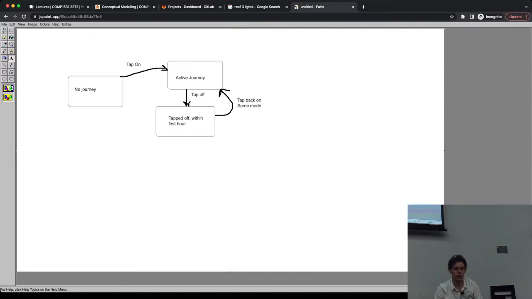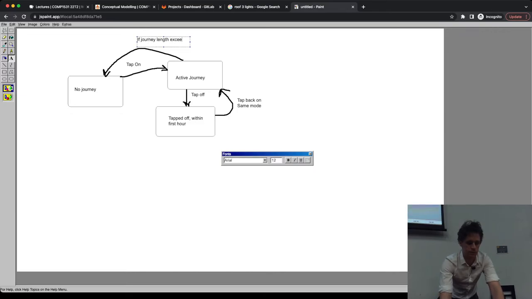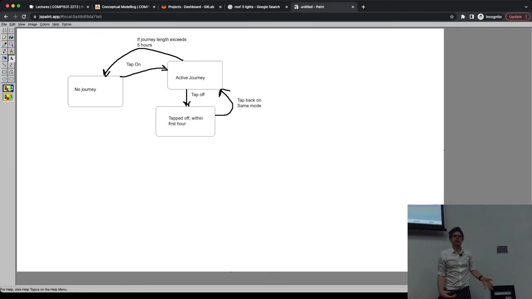Okay, and you can kind of keep doing that until... who knows the rule? How long is your journey until they just kick you off? You don't just keep going. It depends on your mode of transport, right? If you're on trains, it's 5 hours. Just a fun tip. If you're on a train and you tap on after 5 hours, they'll charge you the full rate and say you're done, and you don't have a valid trip anymore. So after 5 hours, you go back to no journey. You could say here, if journey length exceeds 5 hours, something like that. Cool, and you can kind of layer this on. So what else do you know? Yes.